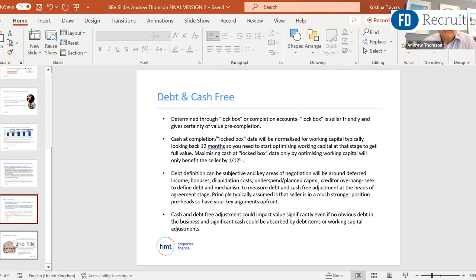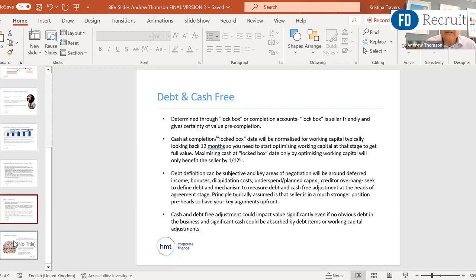When cash is measured at the completion lockbox date, you normally normalise it by looking back 12 months. So if you want to get the full benefit of that, you need to start optimising working capital then. As an arithmetic example, if you maximise cash only at the lockbox date by stretching creditors, reducing stock and that, the seller will only benefit by 1/12 for that.